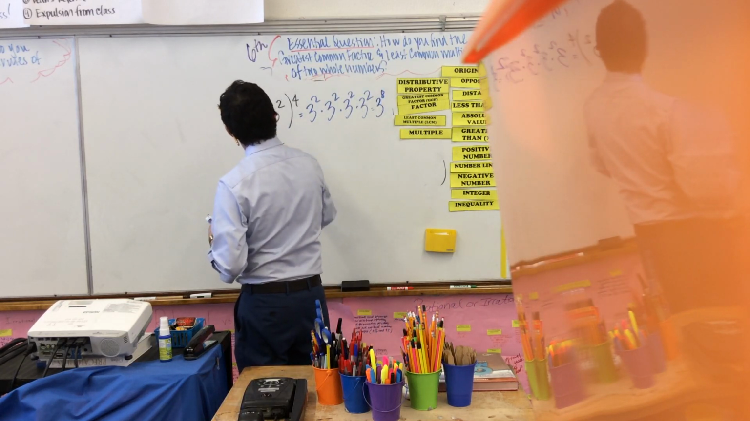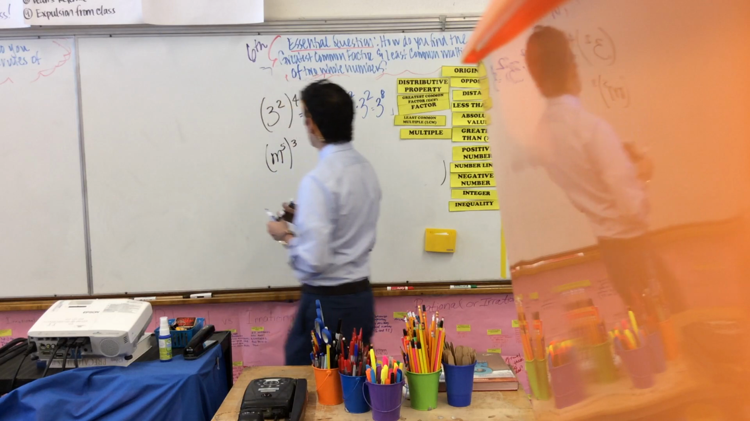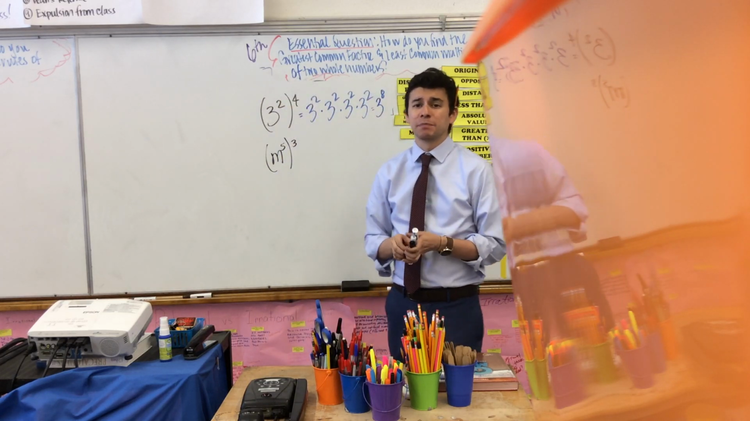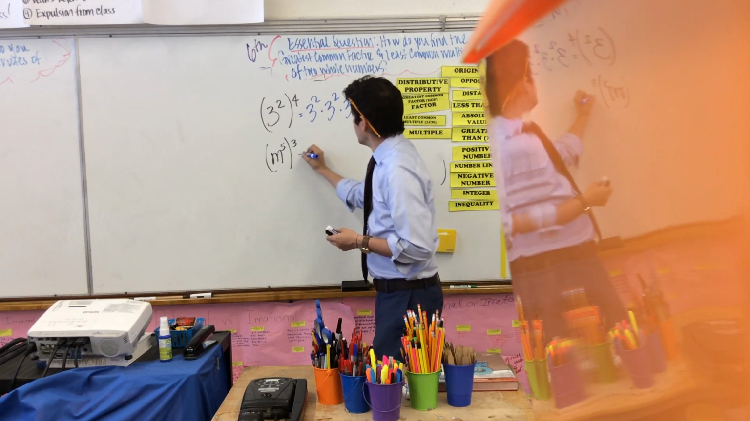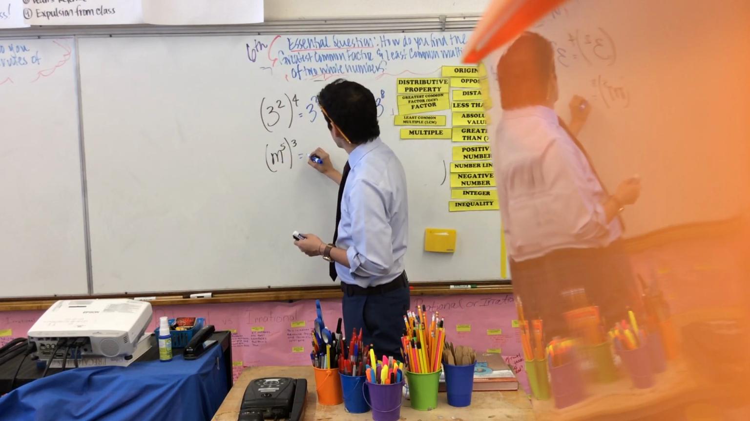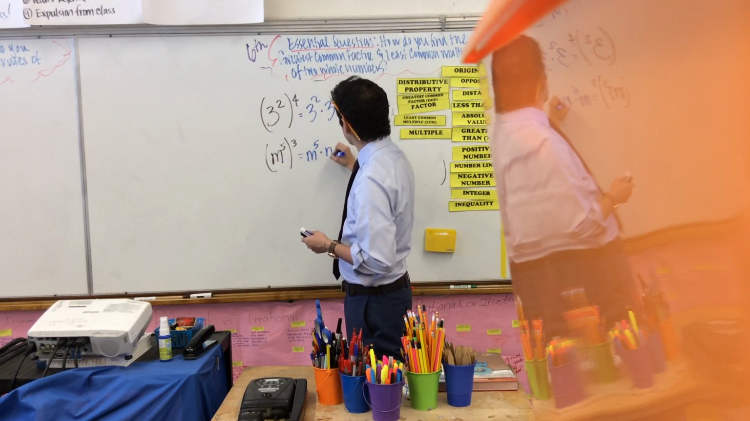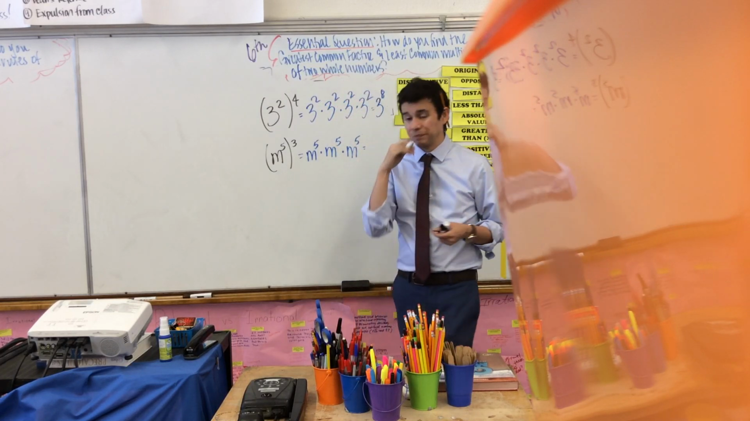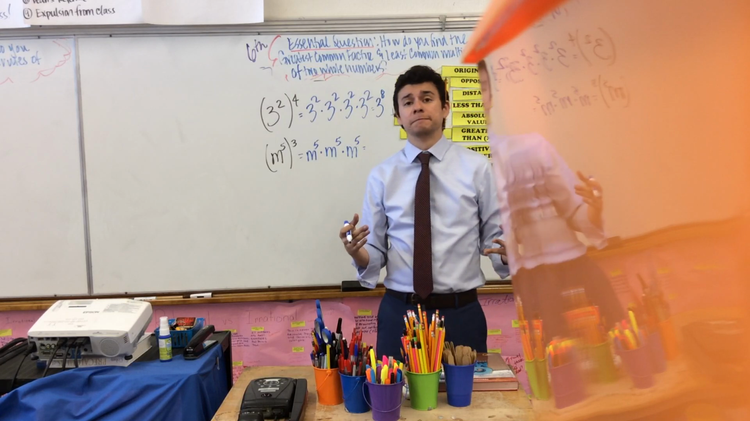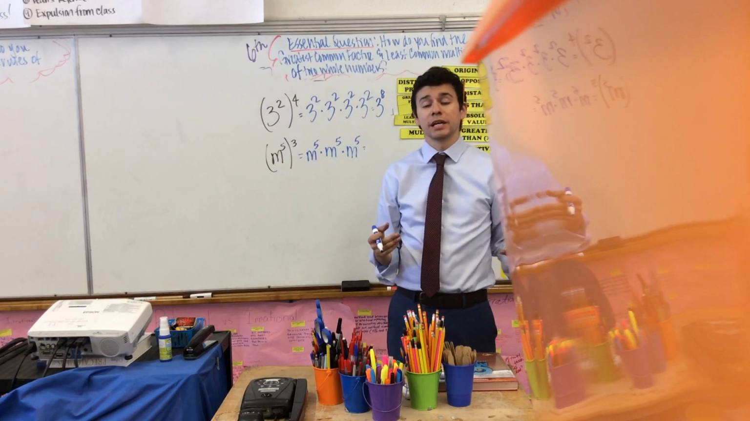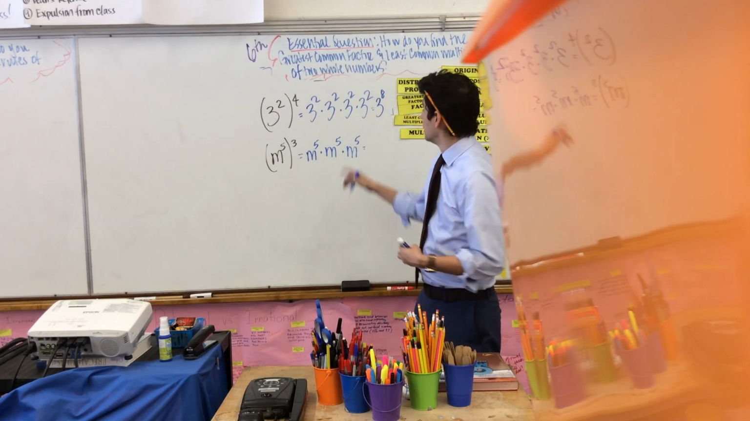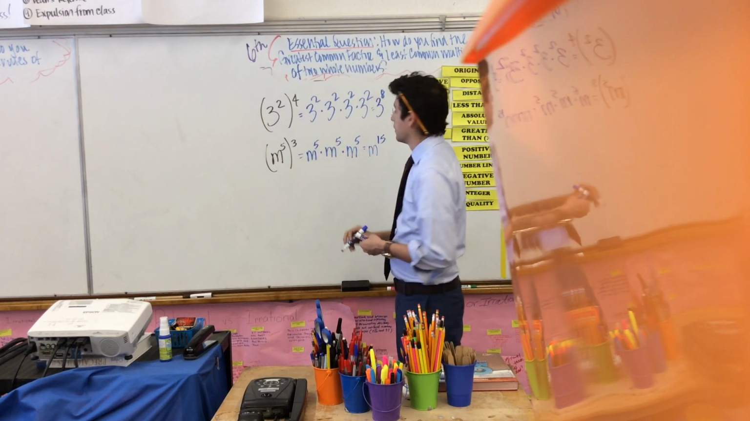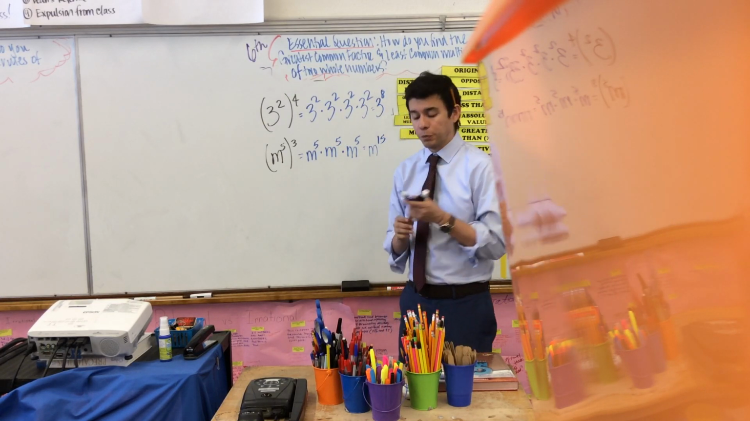Let's do another one. m to the 5th to the 3rd power. Notice that the exponents are attached. Let me just do the expand. Remember, this was expanded form. So I'm going to write m to the 5th 3 times. m to the 5th times m to the 5th times m to the 5th. Okay? Oh look, the bases are the same. So what do you do with the exponents? Just add them. 5 plus 5 plus 5 will give me 15. And there you go.